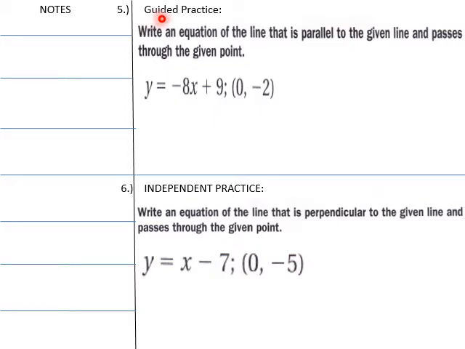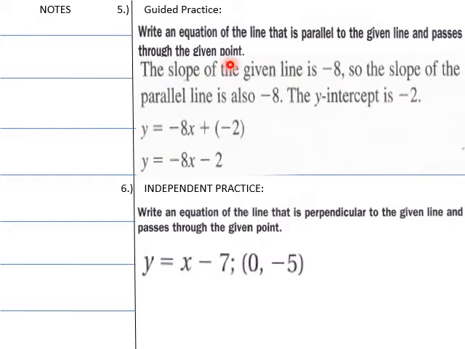Now we go into our guided practice. Write an equation of a line that is parallel to this line here, and it goes through this point as well. The parallel line goes through this point and is parallel to that. So let's see what that is. And then down here, students, you have to write an equation of a line that is perpendicular to this line, and which goes through that point there.